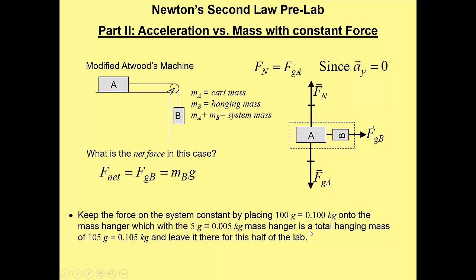And you're not going to change it throughout this whole half of the lab, okay? So you're going to put the 105 on the end of the string, 100 plus the mass hanger, and then you're going to leave it there the whole time, and that will keep the force constant.